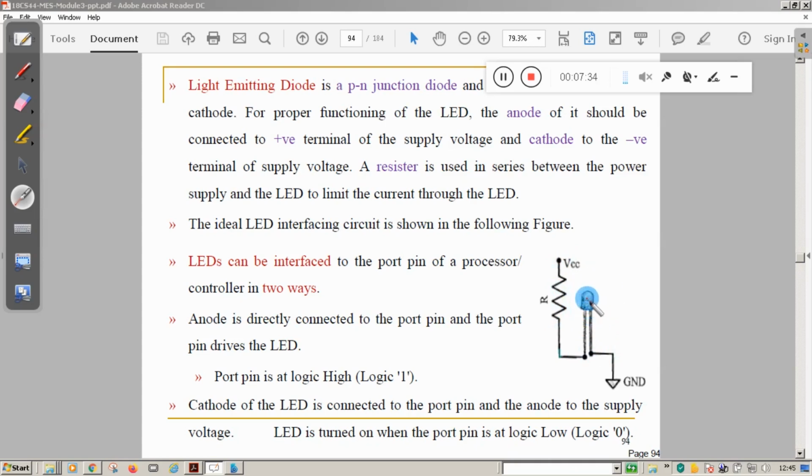So you need to remember this. To glow the LED, you connect either the anode or the cathode to the port pin of the controller. When you connect the anode to the port pin, if the port pin is at logic 1, the LED will glow. If the port pin is at logic 0, the LED will be off. But if you connect the cathode to the port pin, then if the port pin is at logic 0, the LED will glow. If the port pin is at logic 1, the LED will remain off.